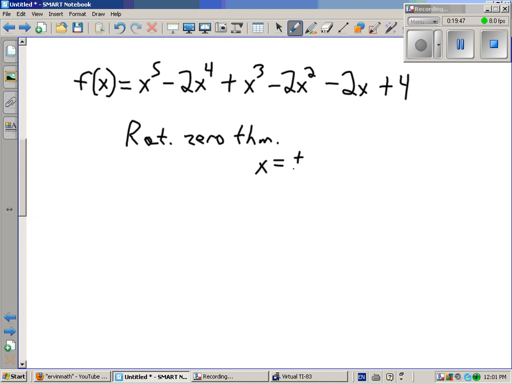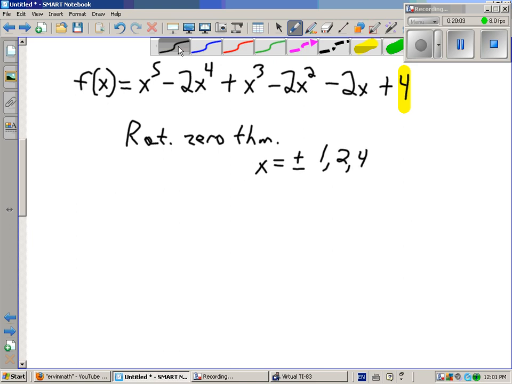X could be plus or minus all the factors of the 4 first. As a reminder, the 4 is what we're looking at right here. Plus or minus 1, 2, and 4 are our factors of 4, divided by the factors of 1, which is the leading coefficient of this polynomial. The factors of 1 is a pretty short list, plus or minus 1. So the options that we have are plus or minus 1, 2, or 4.